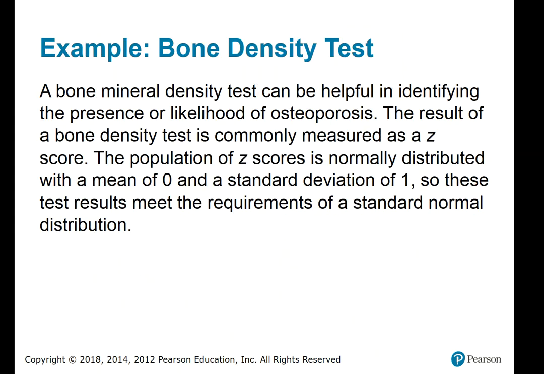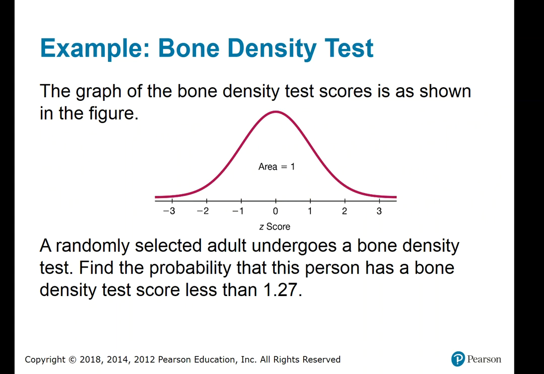Okay, here's our example. A bone marrow density test can be helpful in identifying the presence or likelihood of osteoporosis. The result of a bone density test is commonly measured as a z-score. The population of z-scores is normally distributed with a mean of 0 and a standard deviation of 1. So here it is in that form. It says find the probability that this person has a bone density test score less than 1.27.